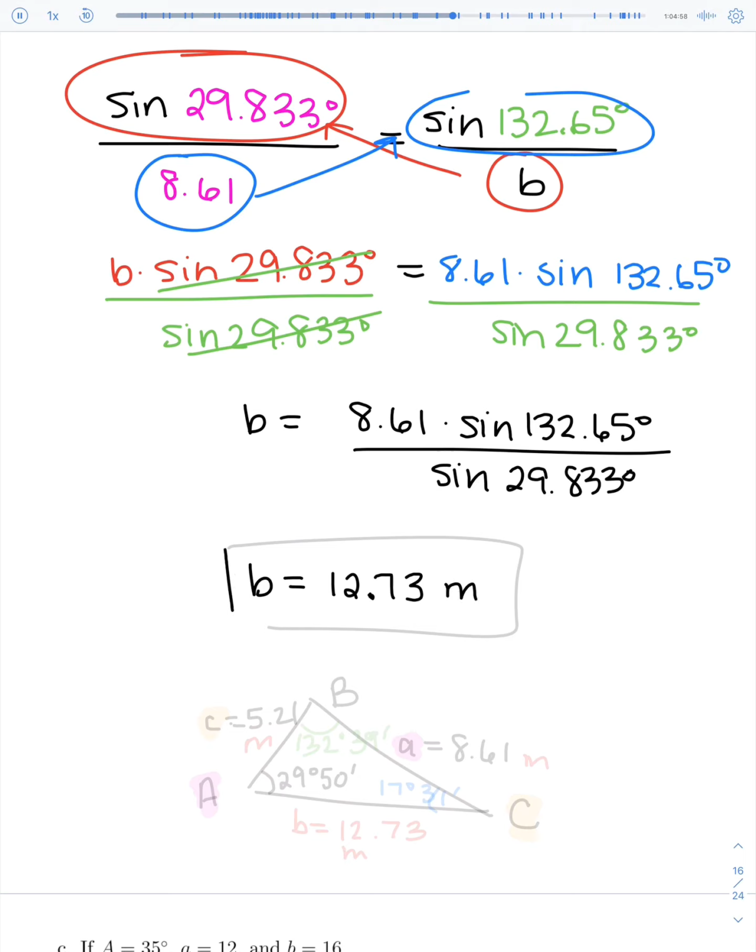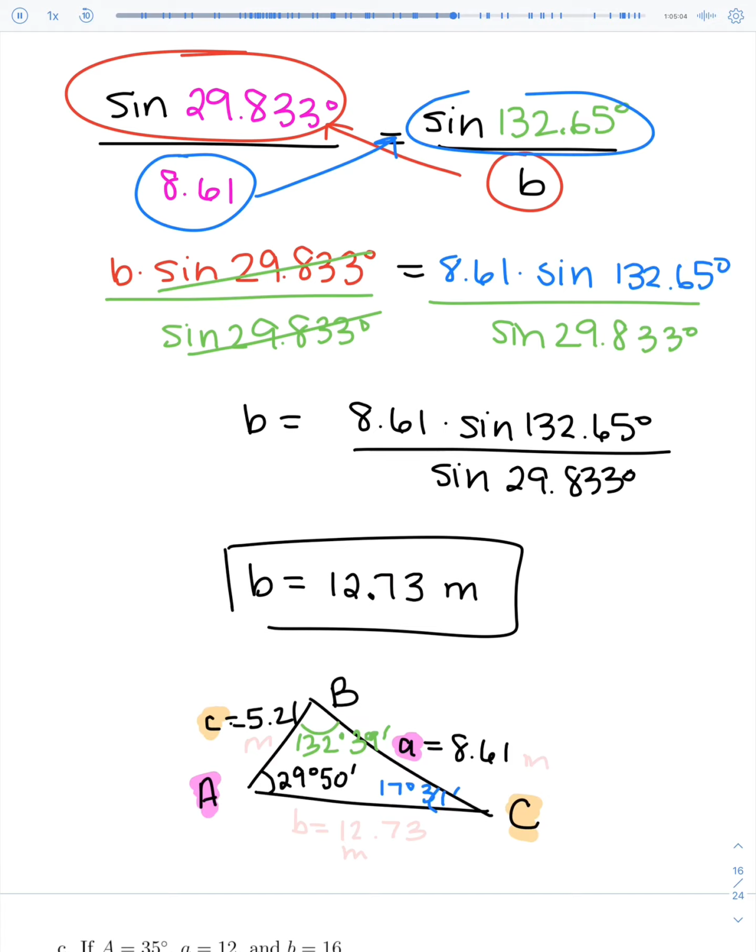And if you wanted to, you could fill in your full triangle now. So our full triangle now looks like we've got the following, and we can just fill in our B, which is the 12.73. And remember, all these sides were in meters. We've got all 3 sides, all 3 angles, and we're done.